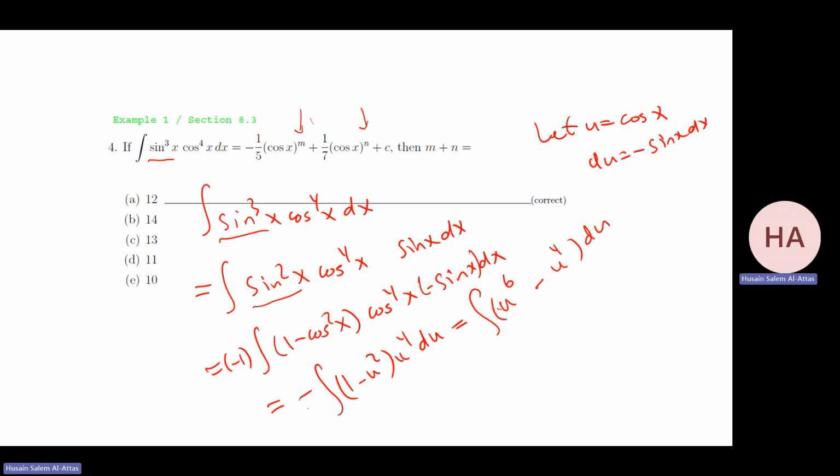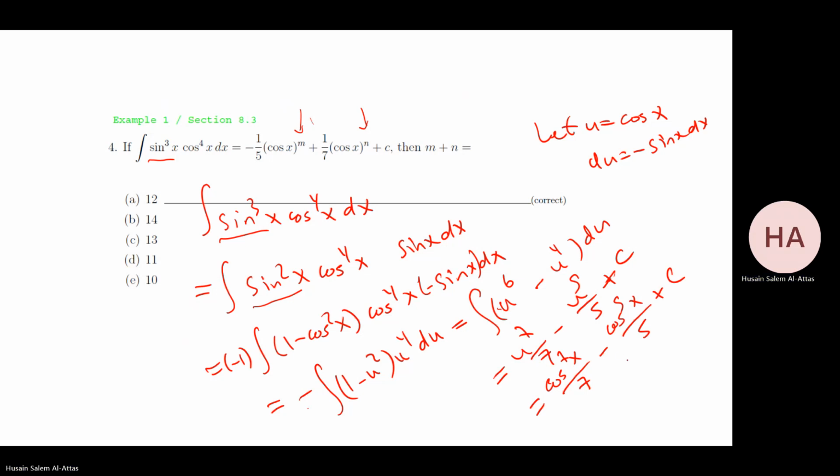I multiply minus inside. That will be u to the power 7 over 7 minus u to the power 5 over 5 plus c. So what is u? Cosine. That will be cosine to the power 7 over 7 minus cosine to the power 5 over 5 plus c. And so what is m? M will be 5 and n will be 7. So m plus n will be 12.